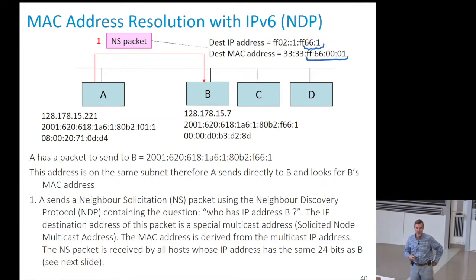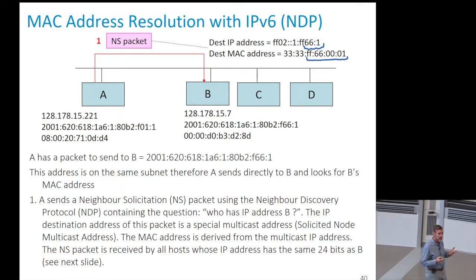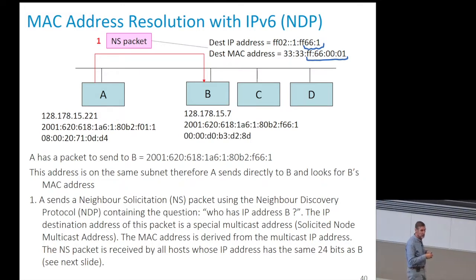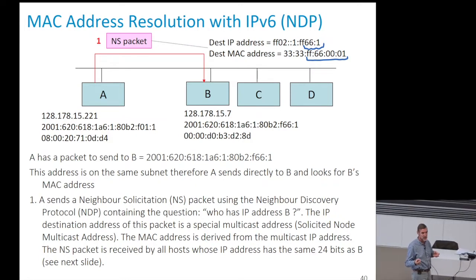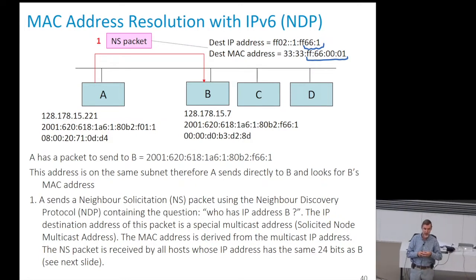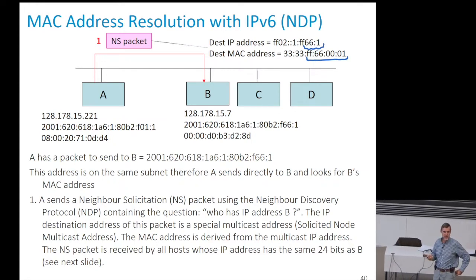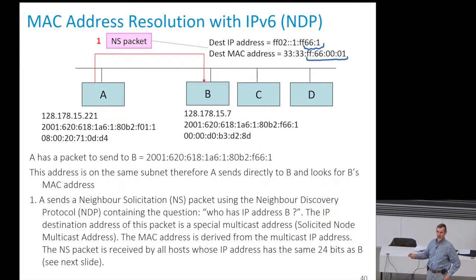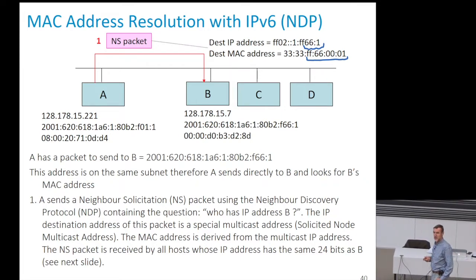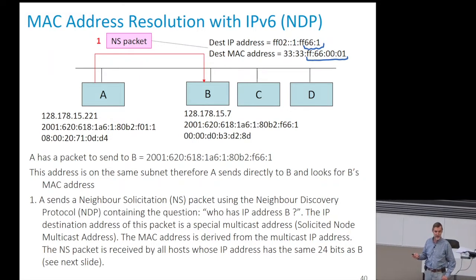I recall that address resolution is the problem where a host or a router knows the IP address of a destination, and needs to know what is the MAC address that goes with it. And the IP way is very simple. You simply send a question to all hosts who are likely to have this address. In IPv4, we'll see this is done by broadcast.